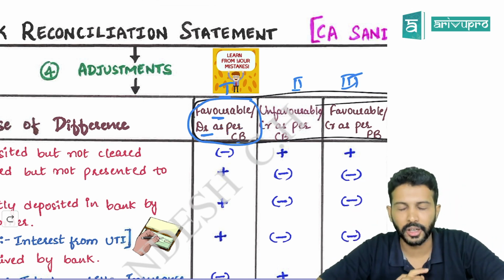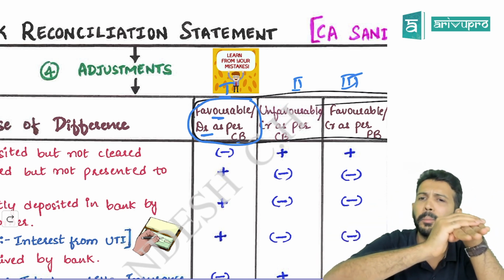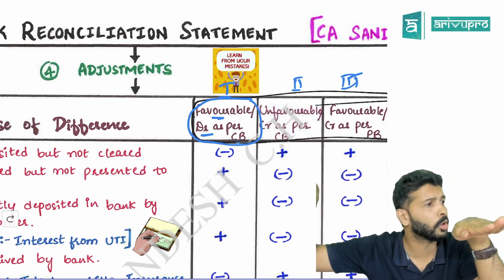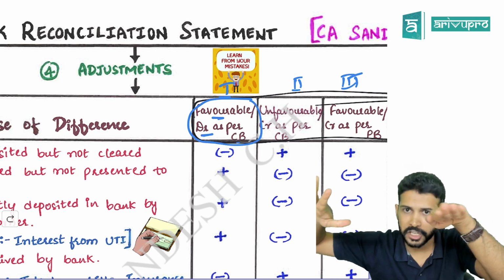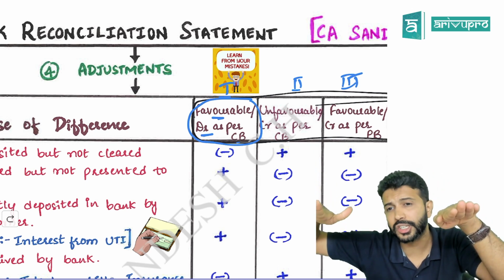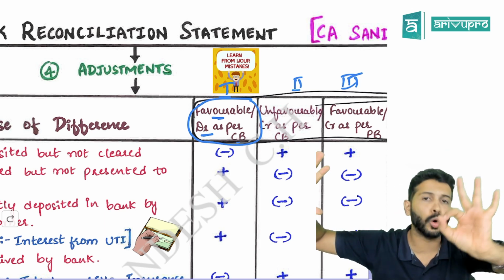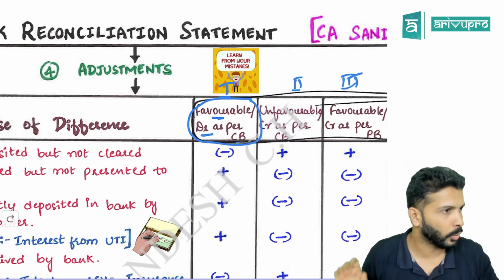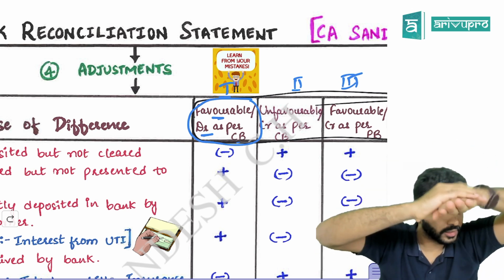Now, it is a favorable balance as per cash book. That means your starting point is the cash book. If the cash book is your starting point, what is the other book? Passbook. The passbook you cannot touch. You can do plus or minus only in the cash book, because the other book you cannot touch. Whatever is your starting point, you can do plus or minus only in that book.